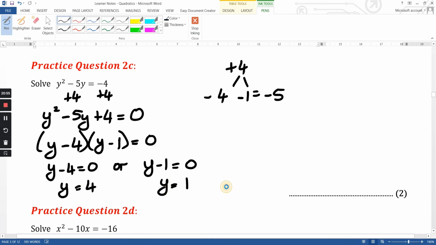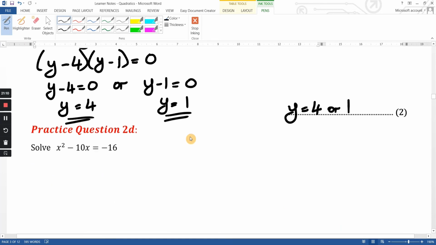Y is going to be positive 4 or positive 1. I just skipped the step where I show what I'm doing to both sides, but hopefully you saw that. Hopefully you figured out how to do these now. Yep, there's my 2 answers. Let's move on.